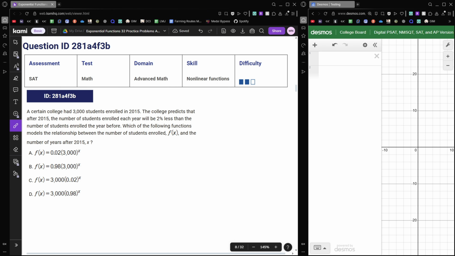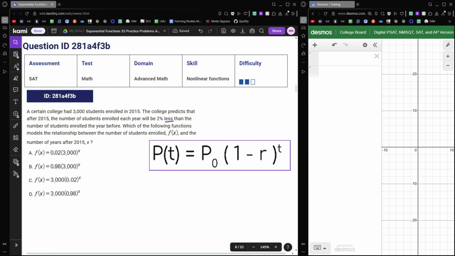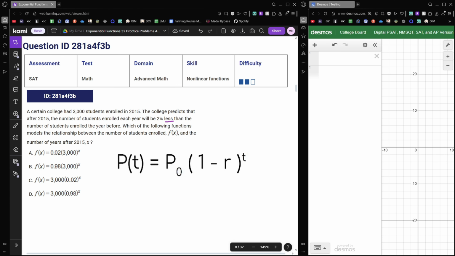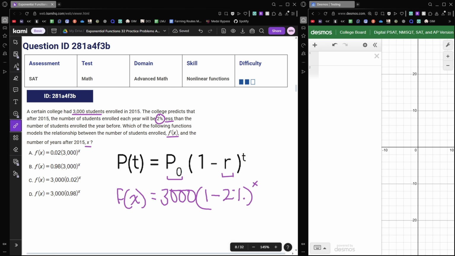So here it says the number of students will be 2% less. So we know it will be an exponential decay problem, and the formula for exponential decay is this. Now unfortunately, the answer choices don't all look the same, so I guess we actually do have to write the equation ourselves. They ask us to use f of x, so we would do f of x is equal to, this first number will always be the initial value, which is 3,000 students, and then 1 minus the r value is going to be the percent, which is 2%, so 1 minus 2%, and then instead of t, they want us to use x as the power.